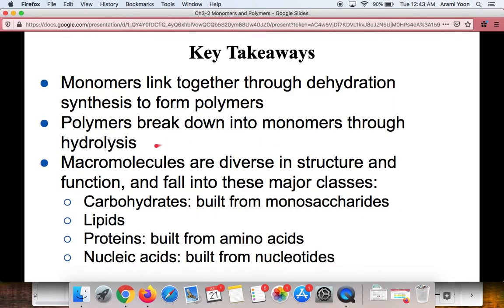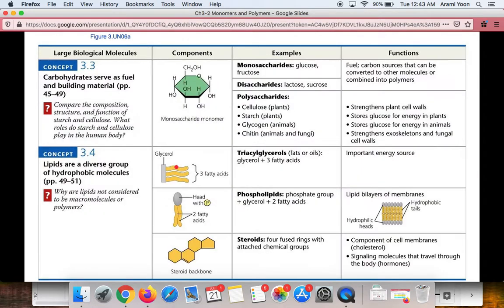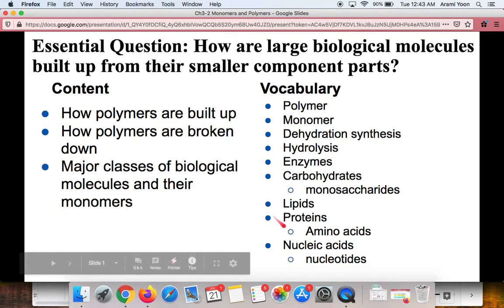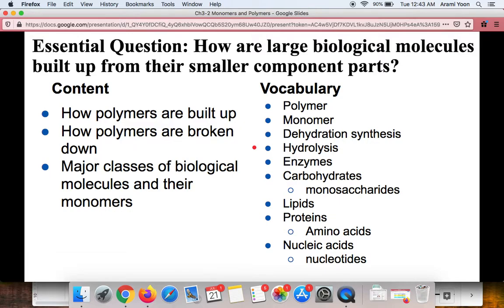And last of all, just remember the term macromolecule is basically the same thing as the term polymer when it comes to biology. Okay, I'd like you to take a look again at the essential question. And if you can answer this question using all of the vocabulary shown here, that means that you are ready to move on to the individual lectures on the four major classes of polymers in biology.